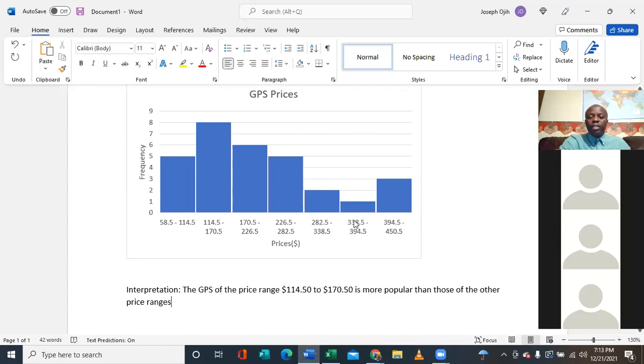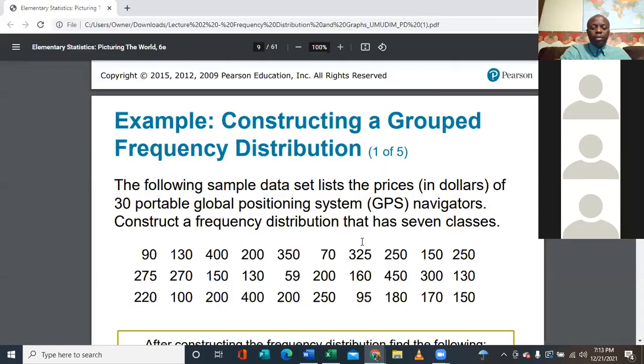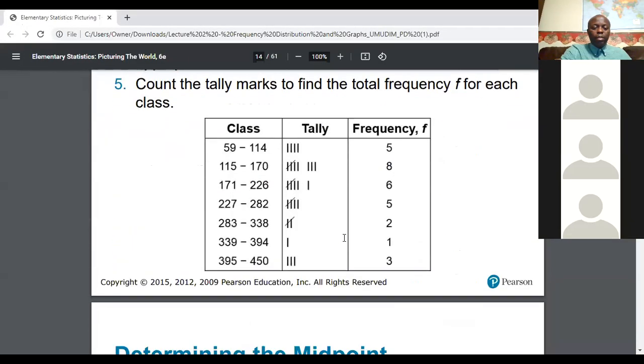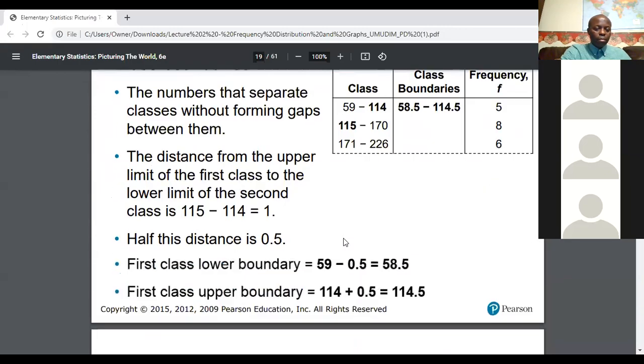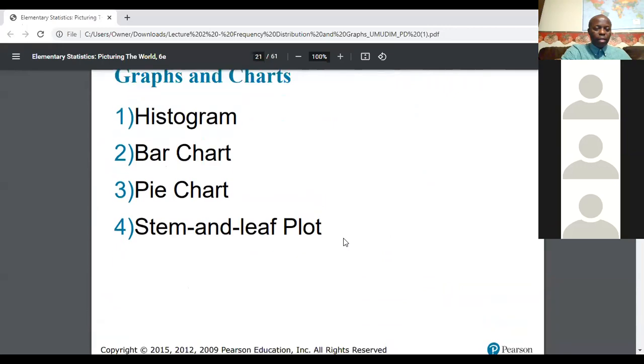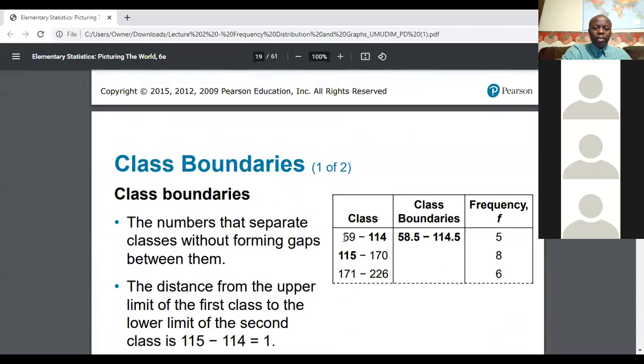Now this one here is the less popular. And in the PowerPoint, the way I interpreted it in the presentation, I interpreted it this way. You can see what I have written here. Okay, we have this. I didn't interpret it, did I? I did not, okay.